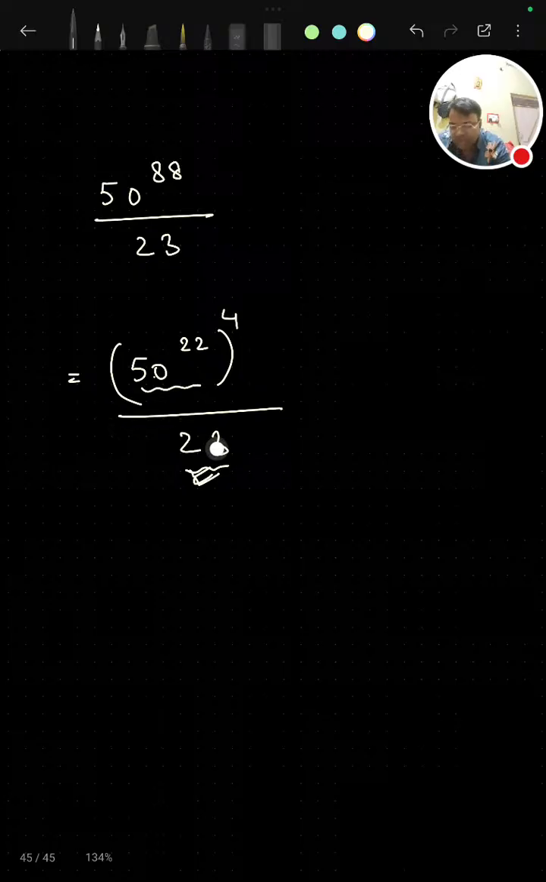Oh, HCF of A and B equal to 1 means A and B are coprime. Yes, Michael, you understand easily. Yes, this is the condition.